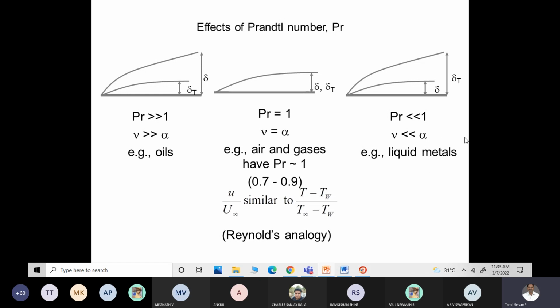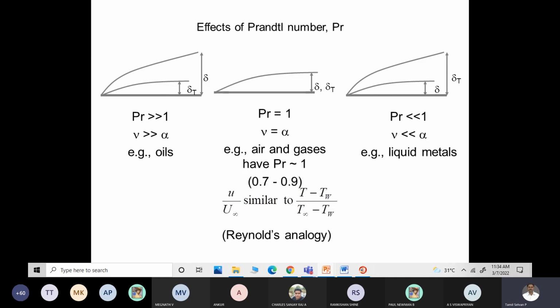So this particular concept is very, very important when we want to do research in heat transfer, right? And that's why even in IC engines, we talk about the convective heat transfer coefficient. For air and gases, Prandtl number is equal to 1. For liquid metals, it will be lower, and for oils, it will be higher. The thermal boundary layer is lesser. So this is very, very important.